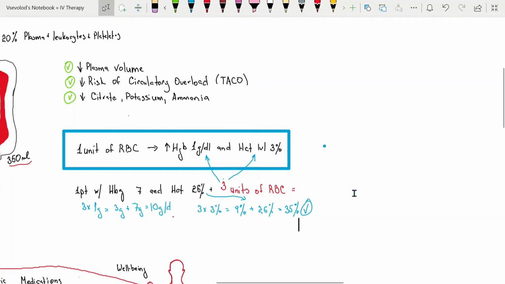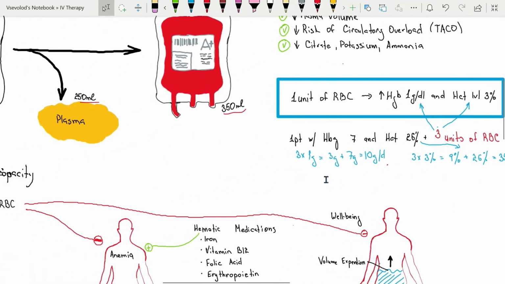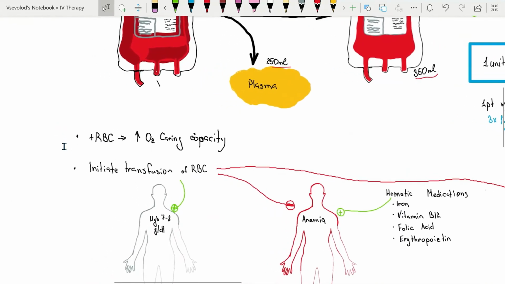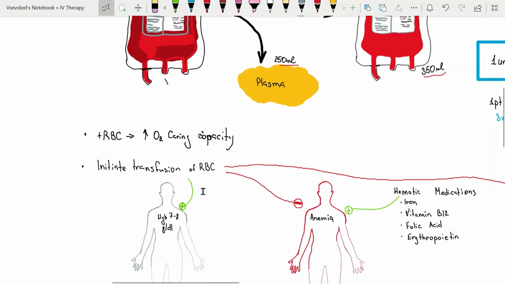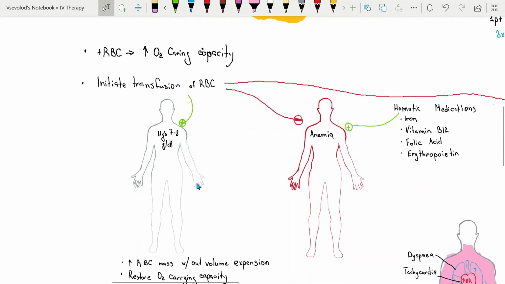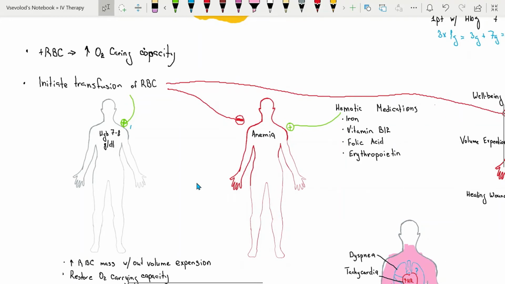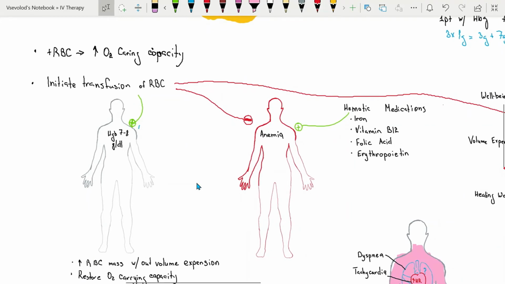So red blood cells are used to improve the oxygen carrying capacity in patients with symptomatic anemia. Transfusion should be restricted to hemoglobin levels of 7 to 8 grams per deciliter in a stable patient. Also, transfusions are restricted to patients who are hospitalized, and to 8 grams per deciliter or less in the presence of clinical symptoms for patients with cardiovascular disease.